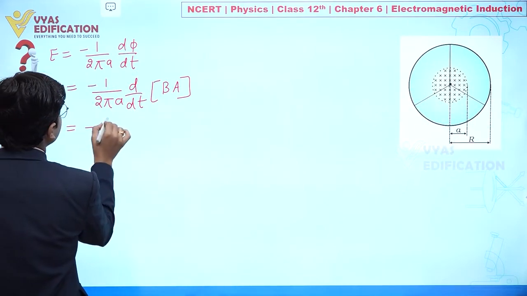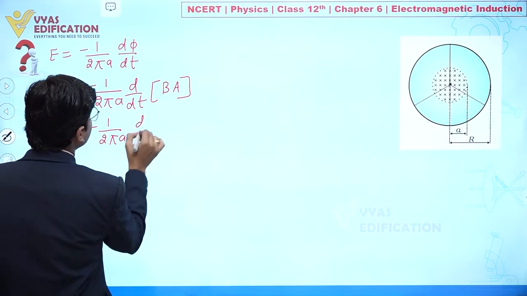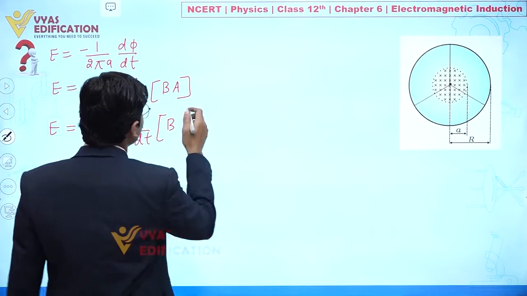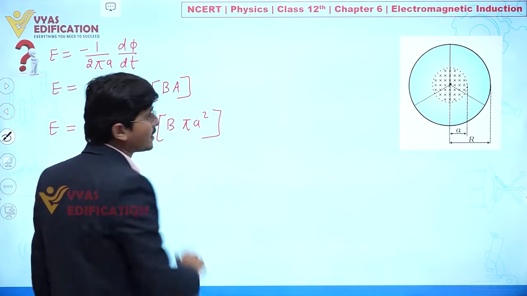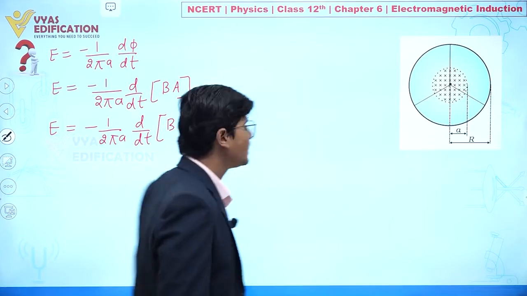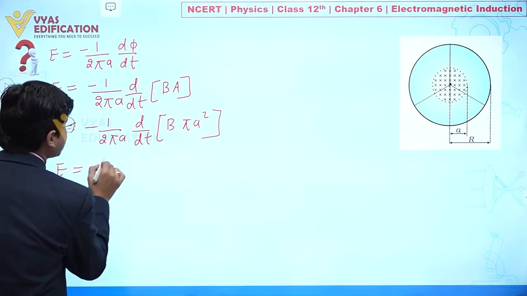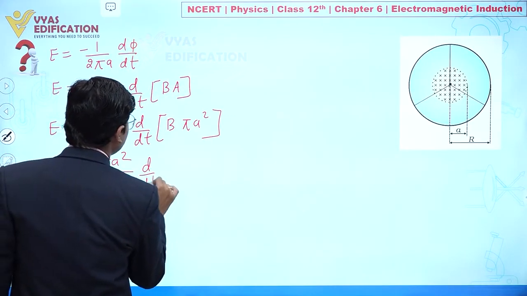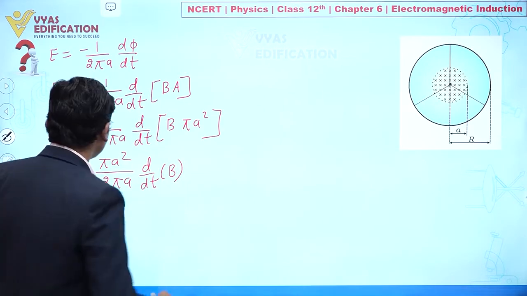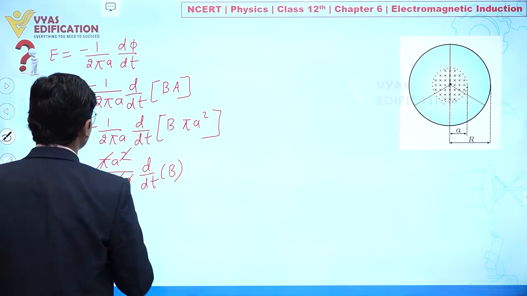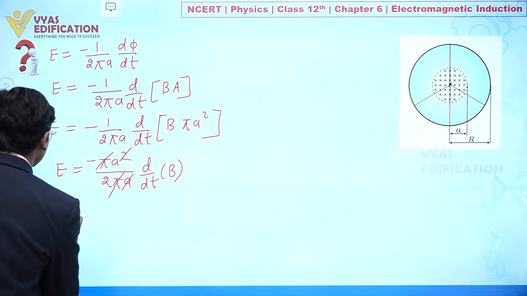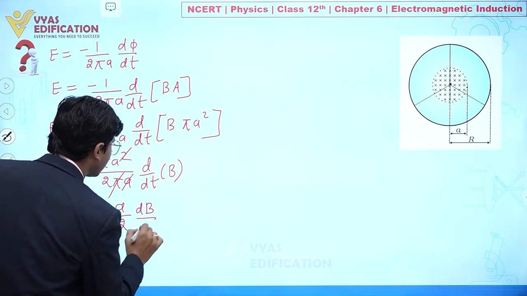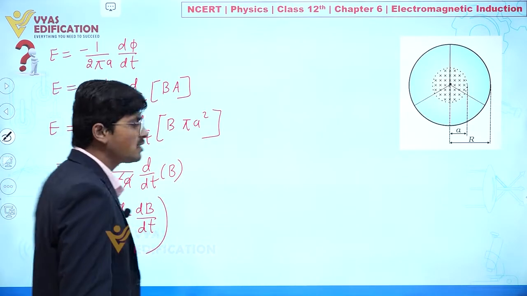So we get minus 1 upon 2 pi a d by dt of B, where B is a variable. The area is pi a squared, since we have radius a. So we write pi a squared divided by 2 pi a, and d by dt multiplied with B. Pi cancels out, a cancels partially, and we keep the minus sign. So the value of the electric field is minus a by 2 times dB by dt.